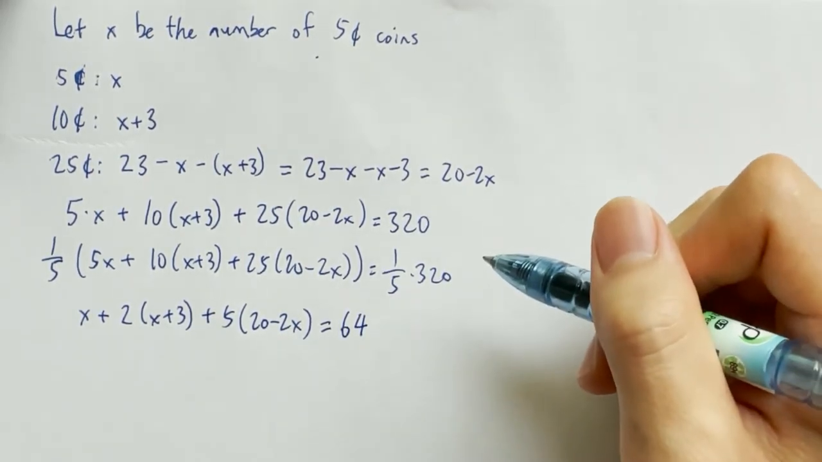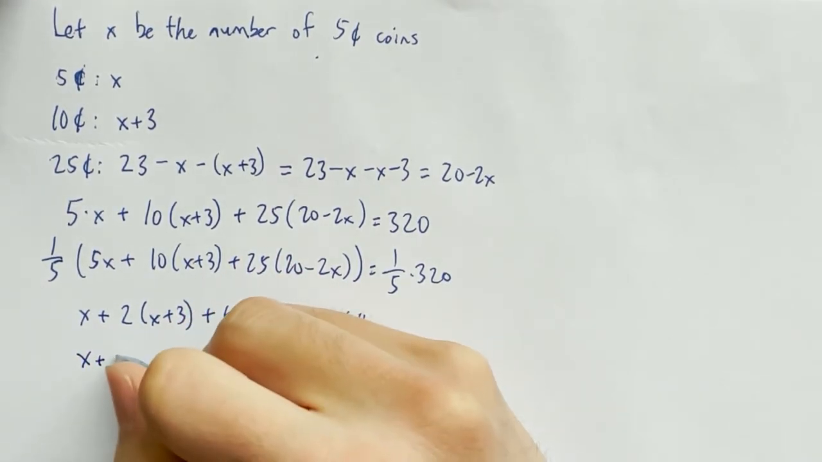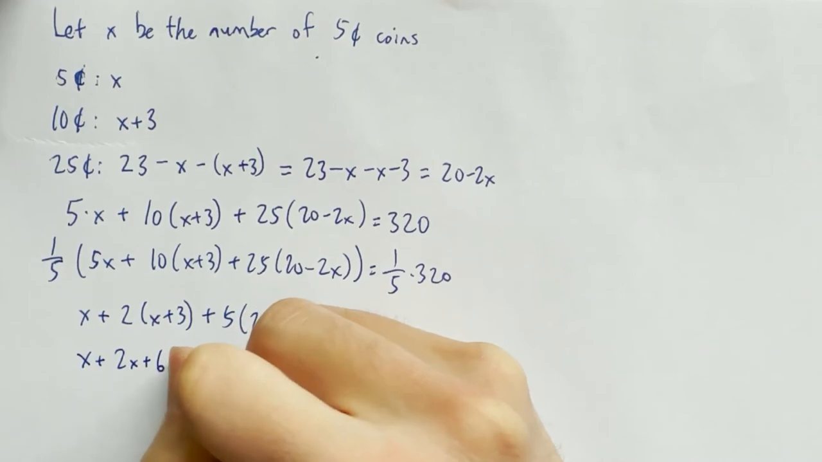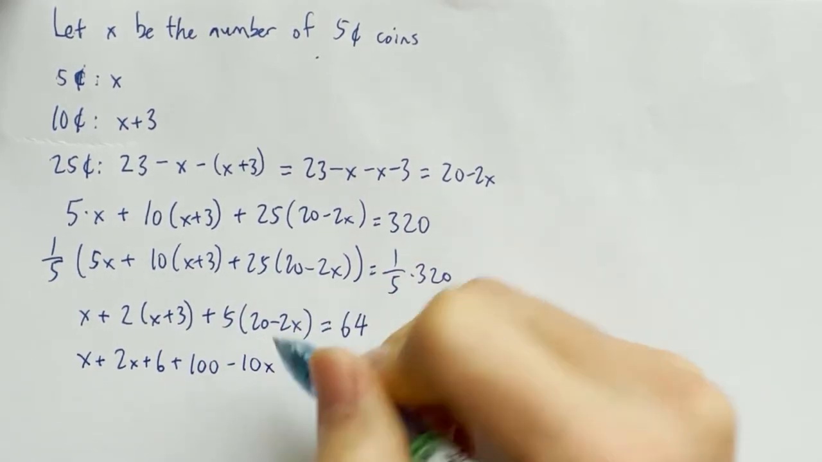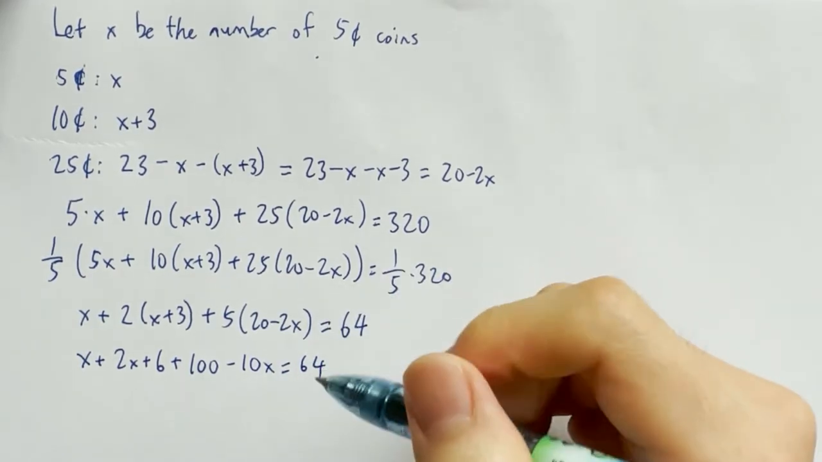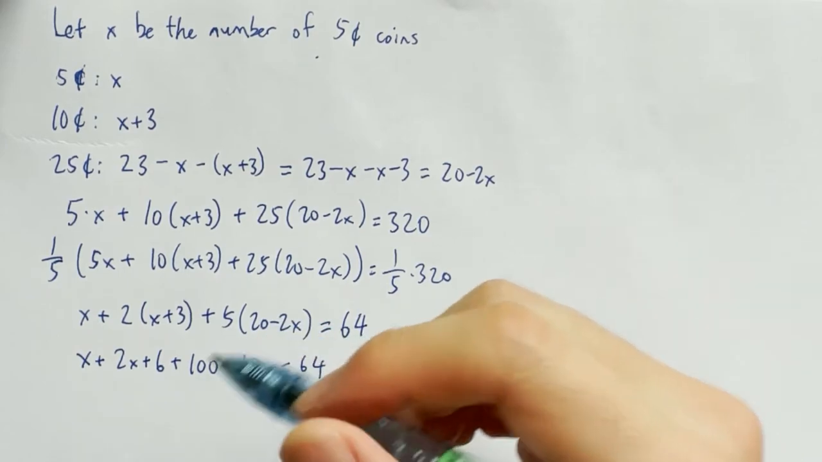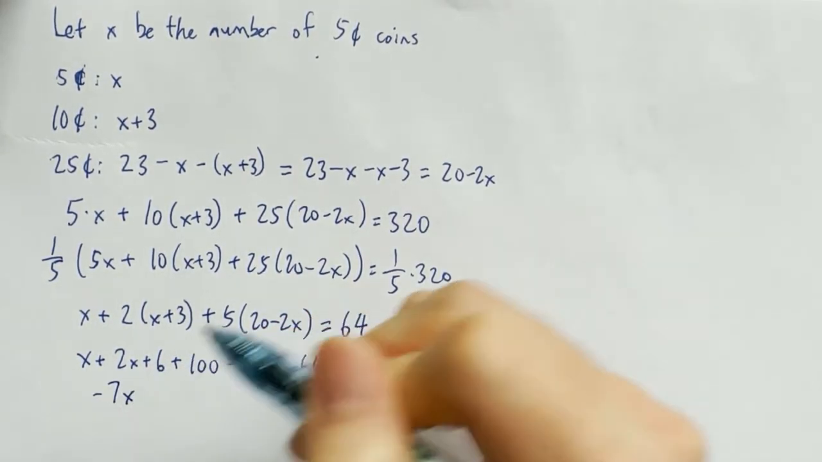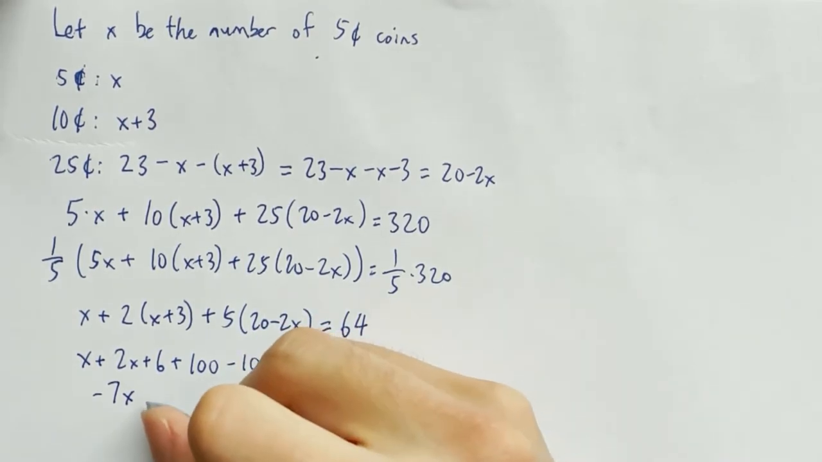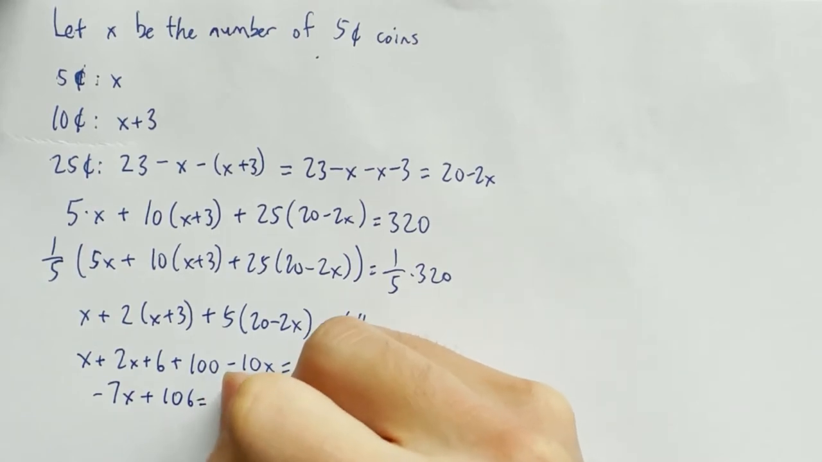Now I can go ahead and expand the left-hand side and collect the x's together. So I have x plus 2x plus 6 plus 100 minus 10x equals 64. On the left-hand side, I'll collect the like terms together. So we have x plus 2x minus 10x. That means we have minus 7x altogether, plus 6 plus 100 is 106, and that equals 64.